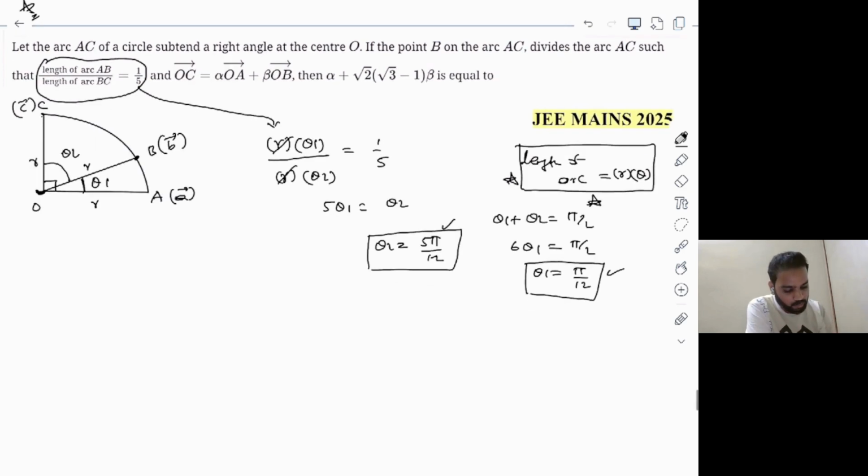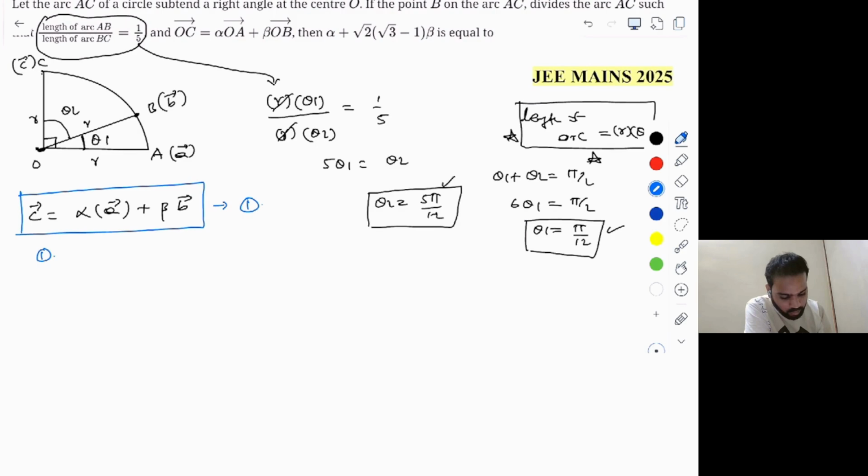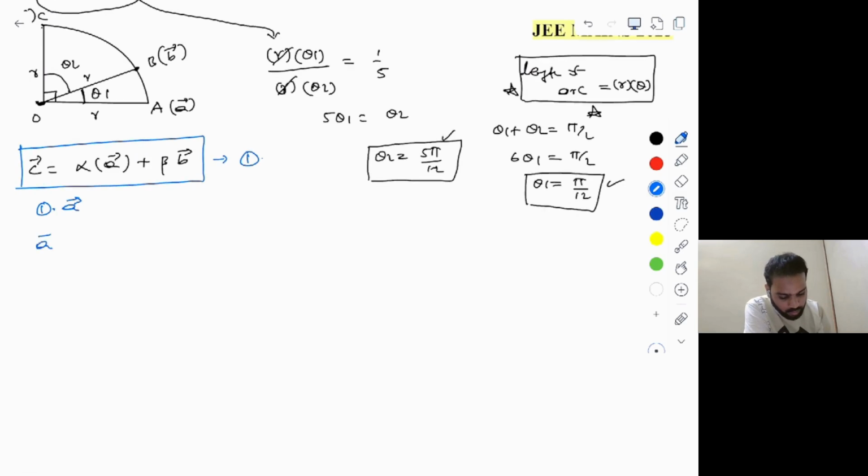Now let's see the next part of the question, that is OC bar, that is C bar, is given as alpha times A bar plus beta times B bar. Okay, now what I'm going to do is I will take it as equation number 1. Now what I'm going to do is take equation 1 dot product with A bar. So if I do that, let's see what happens. A bar dot C bar is equal to alpha times A dot A plus beta times A dot B.